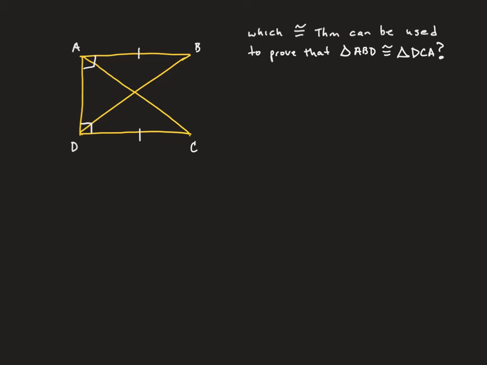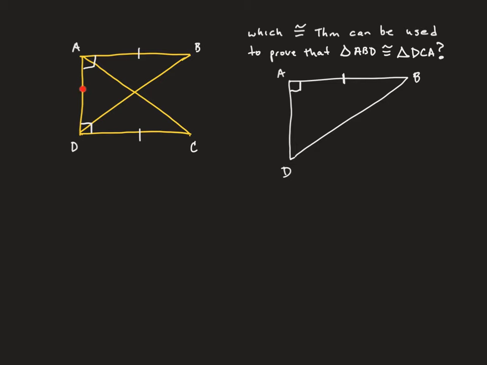But just looking at this diagram, for example, which congruency theorem can be used to prove that triangle ABD is congruent to triangle DCA? ABD is one of our triangles, and then we also have triangle DCA. If I pull this image off of the other image, I have triangle ABD, and this is what I have available.